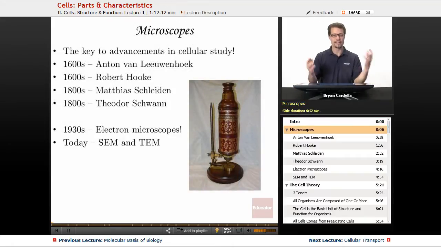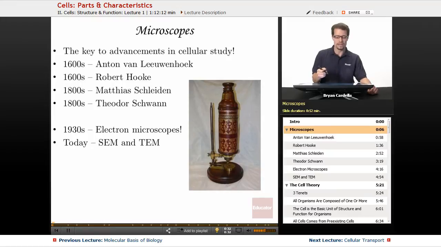So when we talk about cells as being the basic unit for life, you have to consider that microscopes are the key to really finding that out. And prior to the 1600s, cells weren't widely known. Cells weren't known to people as being the building block of life. You know, they would look at something and if it was moving and behaving like something they thought was living, well, they'd be like, oh, that's alive.